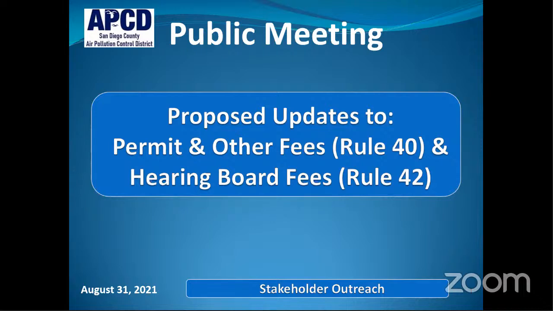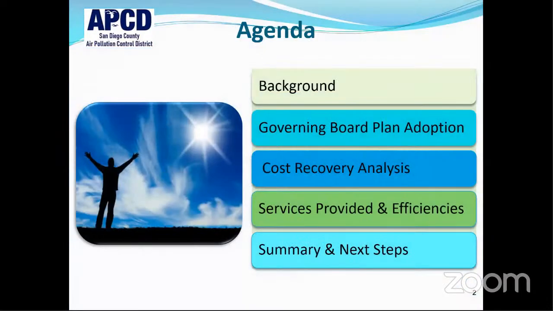By the end of our presentation, we hope you'll better understand the nature of program costs, how costs and fees are determined, and efforts to improve customer service and contain district costs. Here's an overview of the agenda items for today. A background about federal and state mandates, the governing board adopted plan and policy directions, a summary of the cost recovery analysis and results, and an overview of the services provided, including prior and future efficiencies, and a summary for our next steps.